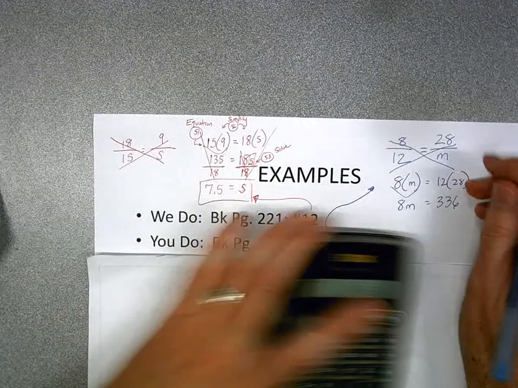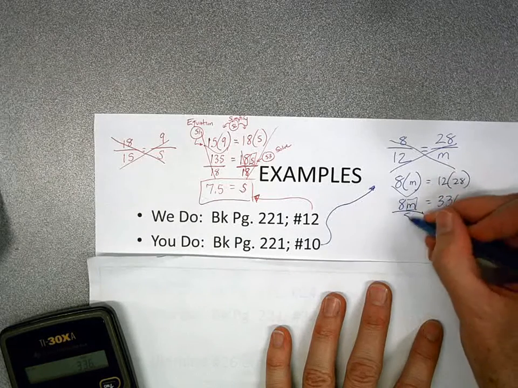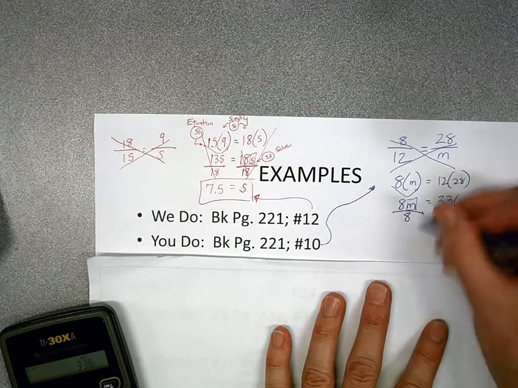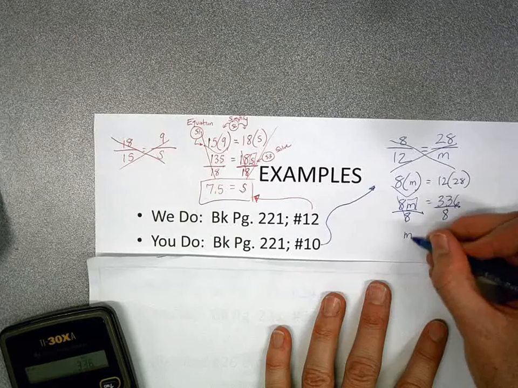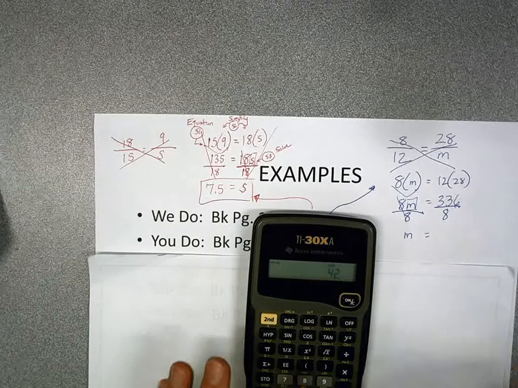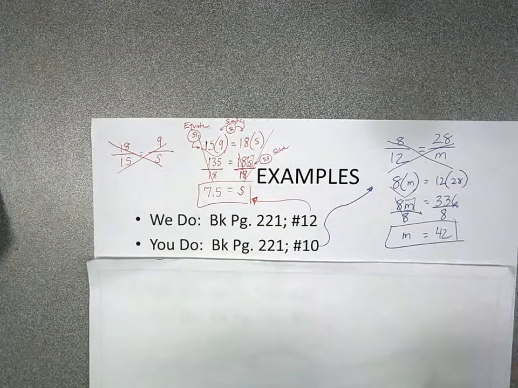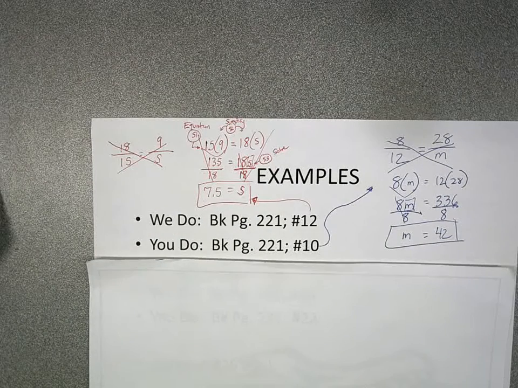And then because it's a one-step equation, I'm isolating the m, so I'm going to divide both sides by 8, which allows those to cancel. And we end up with m equals 336 divided by 8 equals 42. All right, questions? Okay.